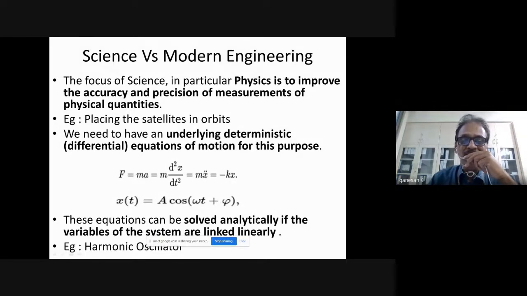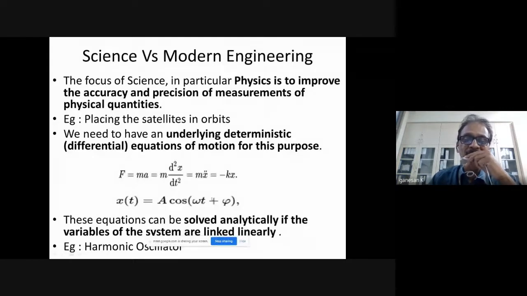But in general, such solutions are available analytically only if the variables of your system under consideration are connected in a linear fashion. So once I have a solution of a given equation of motion that describes the behavior of a system, then at any given point of time, I can predict what is going to be the future.